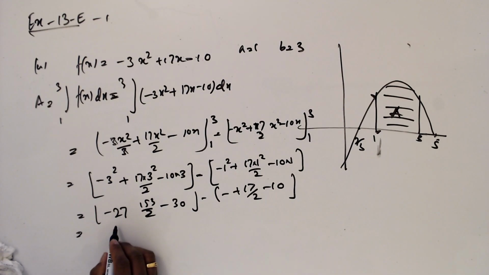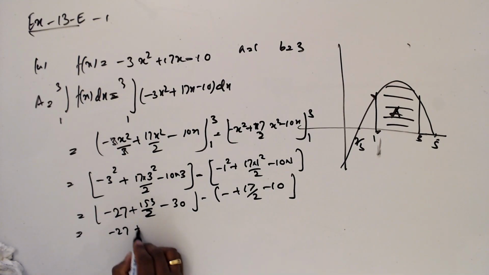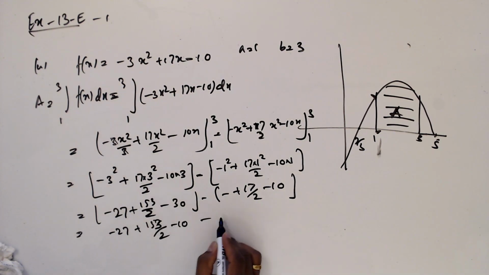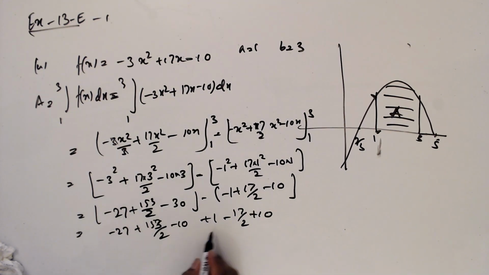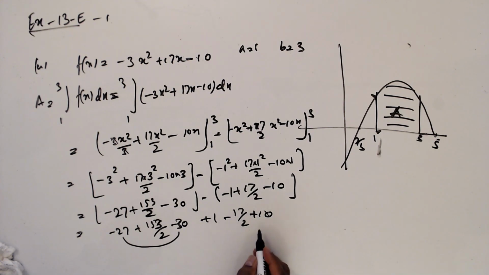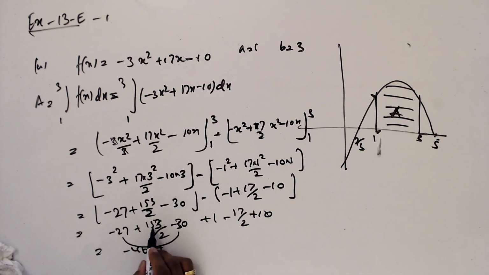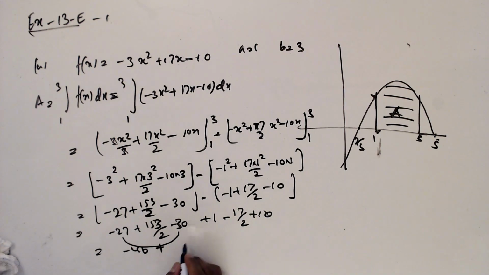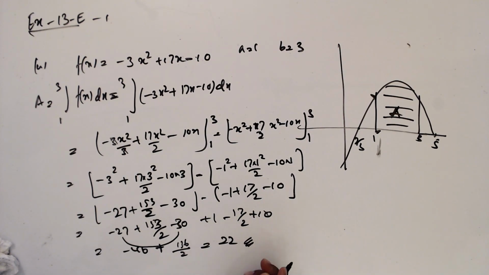So then minus 27 plus 153 over 2 minus 30. This is going to be, this is minus 1 plus 1 minus 17 over 2 plus 10. So minus 27 minus 30, okay, this is 30 actually. Minus 27 minus 30 is minus 57, plus 1 is minus 56, plus 10 is minus 46. So that will count as minus 46, then 153 minus 17 over 2 is 136 over 2. So you will get the final answer as 22.